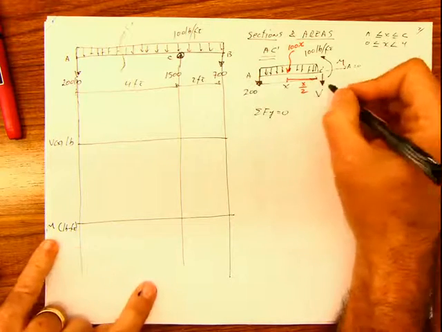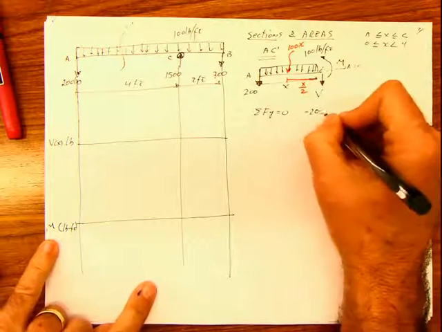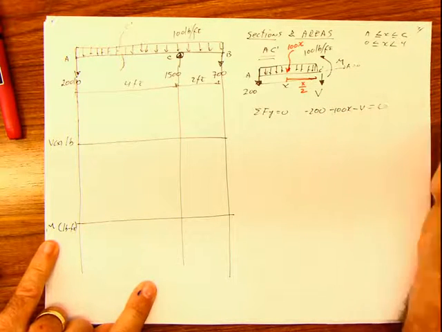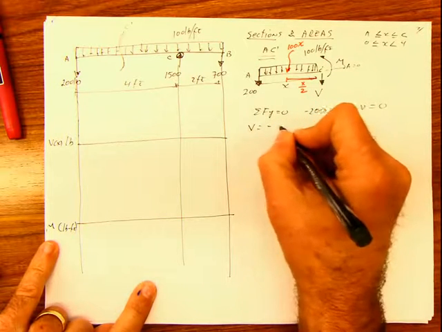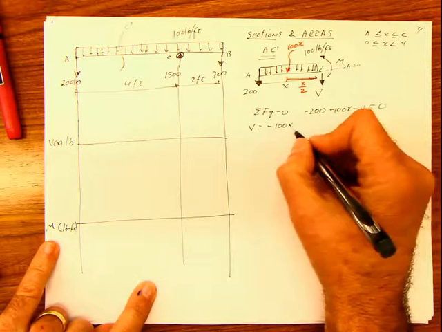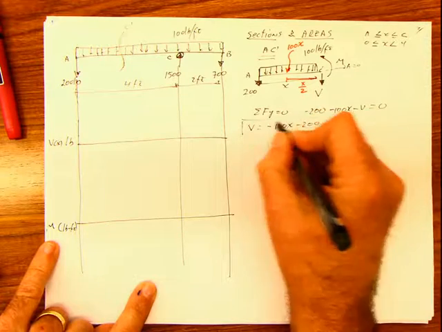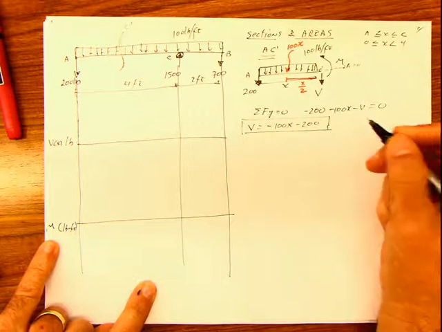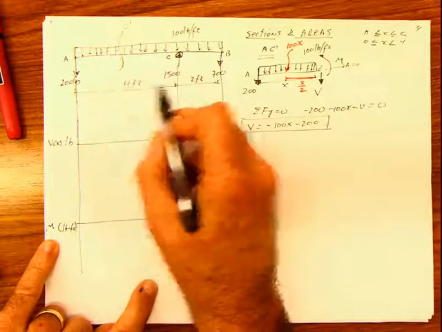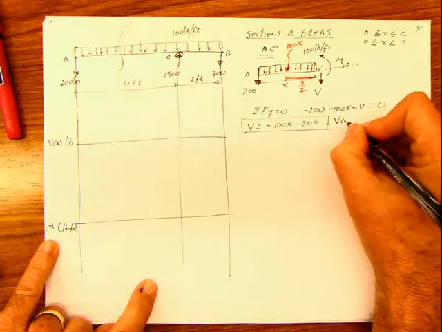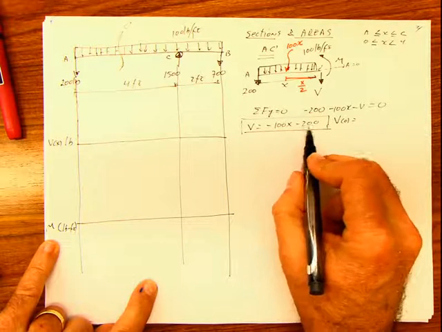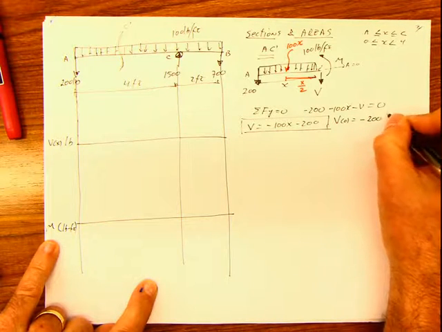Summation of forces in y equals 0, so you have negative 200, negative 100x, negative v equals 0, or v equal negative 100x, negative 200. This is your equation for the shear. And then you do the evaluation. You're going to evaluate for x equals 0 and for x equal 4, which is the total length of the span. So for x of 0, if you put 0 here, you have 100 times 0 is 0 minus 200. So v of 0 is negative 200 pounds.